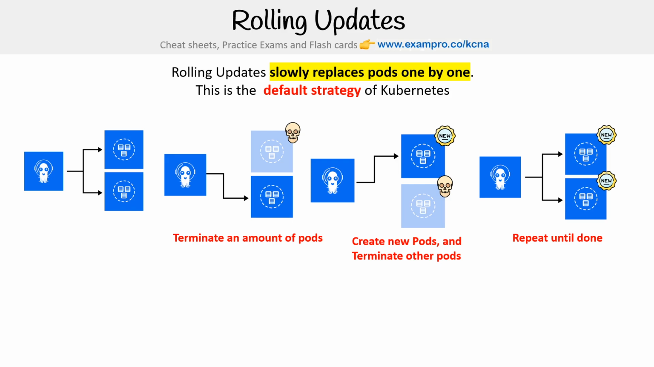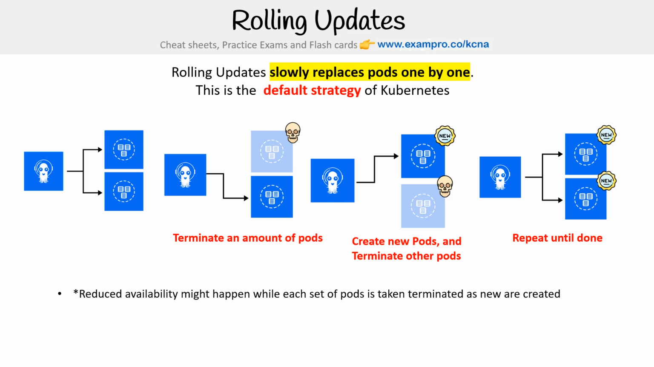And you can have it so that it either terminates first, or if you want, you can have it so that it spins up a new one and then tears down the other one, which we'll talk about in a second. So with rolling updates, you have reduced availability, and I put an asterisk there because it really depends on how you configure it, which might happen while each set of pods is terminated as the new ones are created. Rollbacks can be slow and hard. Deploys will be slow because it's doing one at a time or a few at a time.